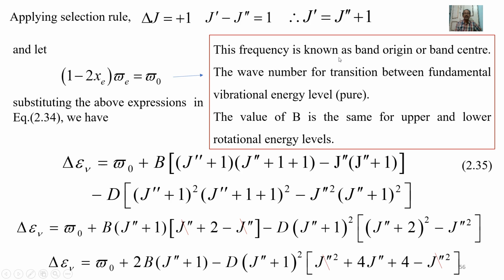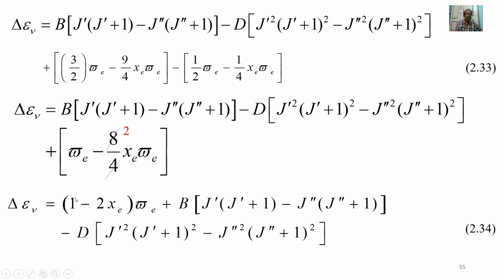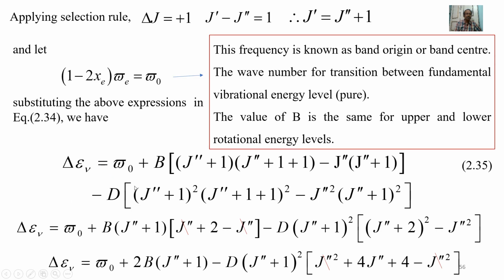The wave number for transition between fundamental vibration energy level, what we call this as pure level. The value of B is the same for upper and lower rotation energy levels. What we call this as band origin or band center. Now let us substitute this expression, that is J prime which is equal to J double prime plus 1 and 1 minus 2 xc omega equal to omega naught in the equation 2.34. So instead of this we are going to substitute omega naught. So we have substituted omega naught here plus D. Instead of J prime, you just substitute J double prime plus 1. So wherever you find J prime, you substitute J double prime plus 1.